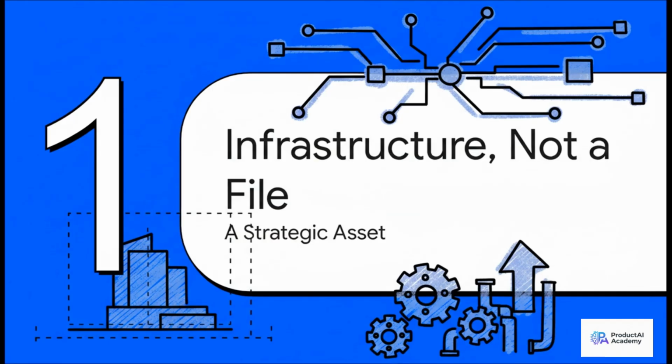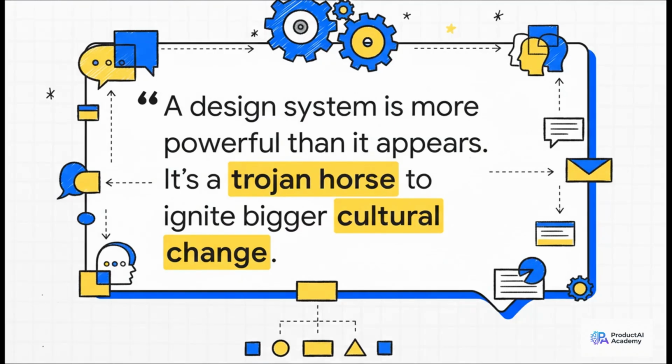The first and maybe the most important idea to get your head around is that a design system is not just a Figma file, it's not a UI kit. It is living, breathing infrastructure. Think of it as the actual blueprint for your entire digital product ecosystem. I love this quote because it really gets to the heart of a system's true power. It's not just another design tool, it's a tool for organizational transformation.